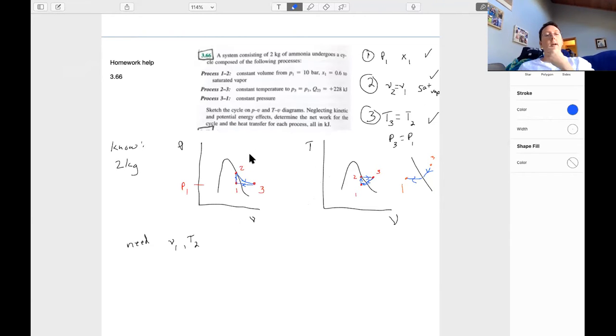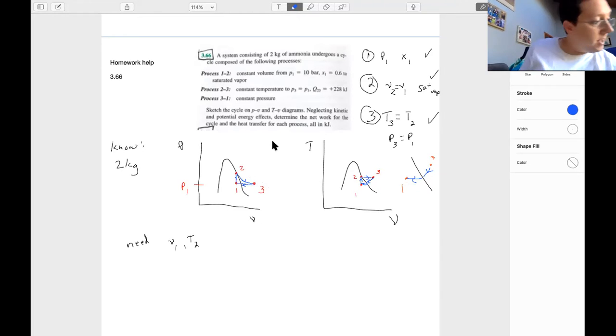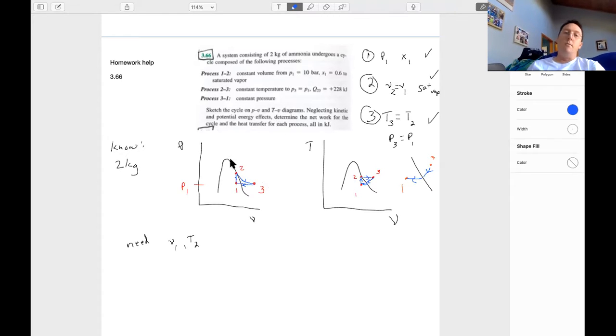All right. Okay, so that's the cycle. And then look at the problem again. So then I want the heat and work. All right, well, let's just work our way through this. Okay, I've got these numbers.